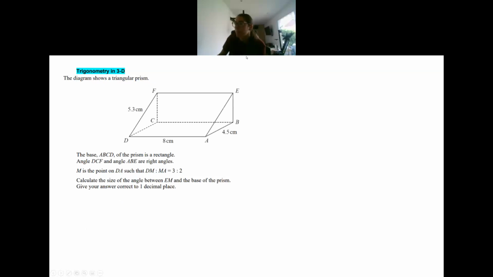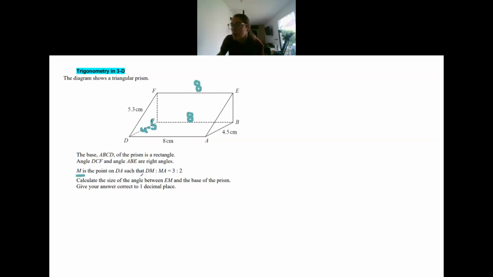3D trig. 3D trig isn't as bad as it looks. You've just got to pick out the correct 2D right angle triangles. So base ABCD of a prism is a rectangle. Now it's a rectangle meaning this side is 8, this is 8, this is 4.5, because it's the same as that. We've got right angles.